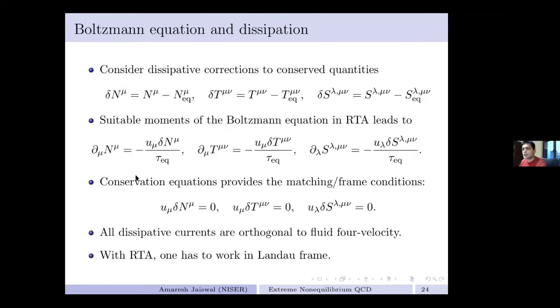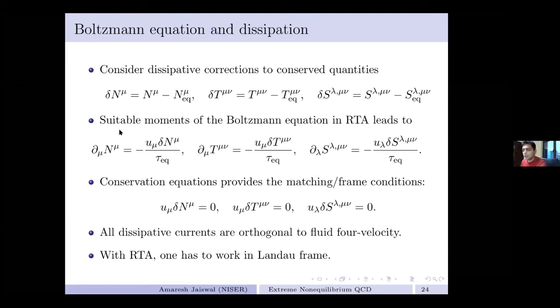Before that, let's consider the dissipative corrections to the conserved quantities. Now N^mu should be N^mu equilibrium plus some delta N^mu. So we will have corrections to the equilibrium conserved net charge current, the equilibrium energy-momentum tensor, and the equilibrium spin tensor. Those are represented by delta N^mu, delta T^{mu nu}, and delta S^{lambda mu nu}.